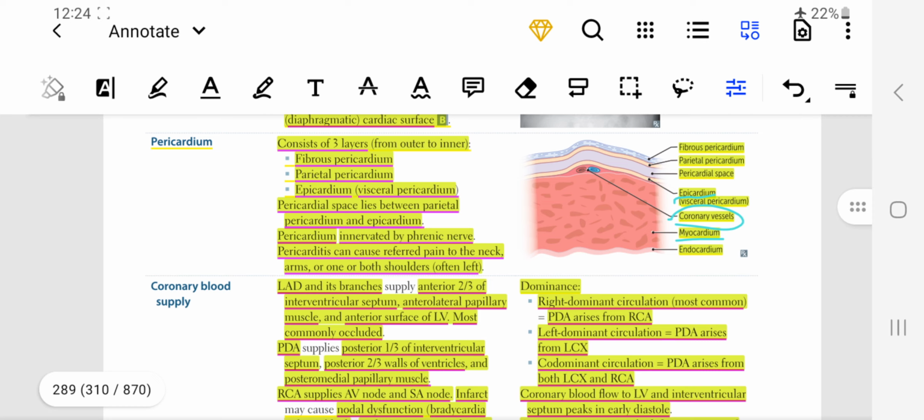Okay, once again, it consists of three layers: fibrous pericardium, parietal, and visceral pericardium. Pericardial space lies between parietal pericardium and visceral pericardium. Pericardium is innervated by phrenic nerve. Pericarditis can cause referred pain to the neck, arms, or one or both shoulders.